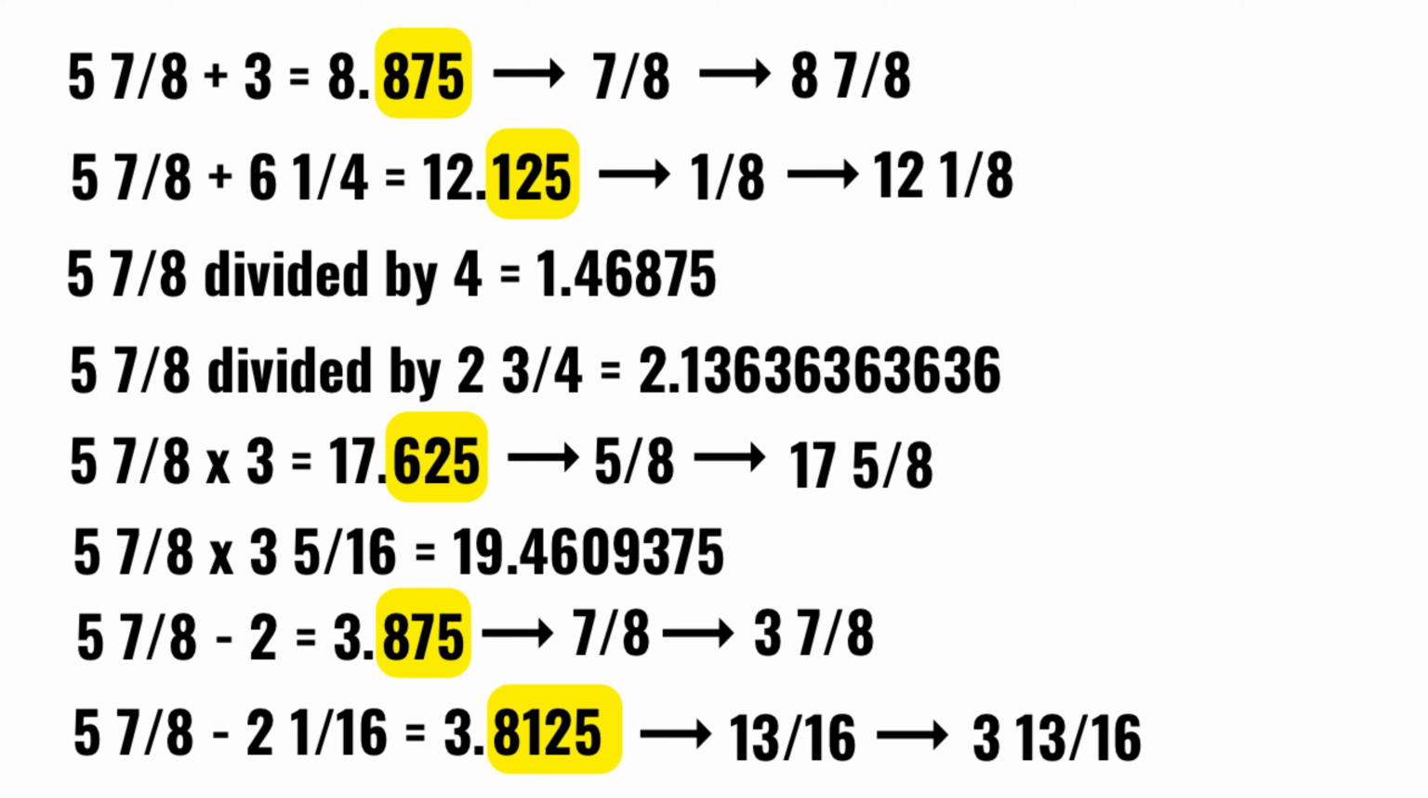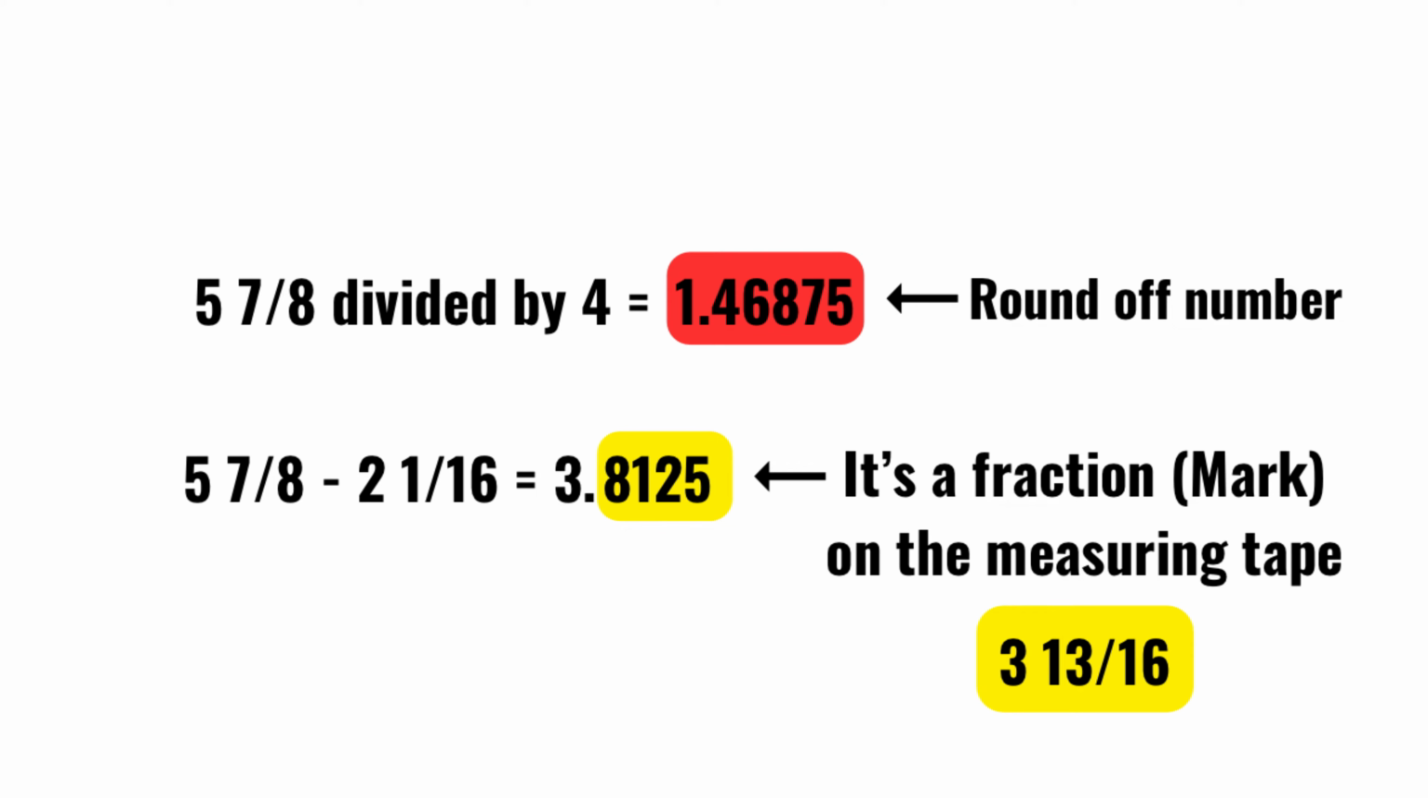So this is how it will look. The 8.875 is 8 7/8. The 0.875 is a mark on the measuring tape, which is the same as 7/8. Now you know anything over 4 digits will not be a mark on the measuring tape.